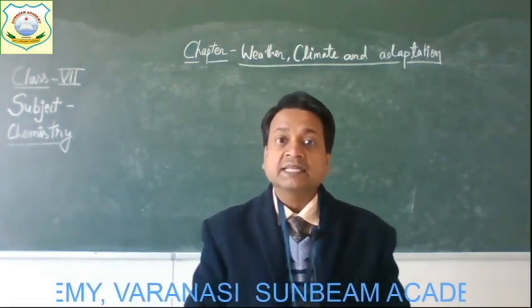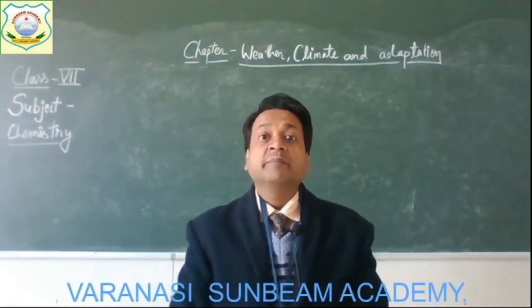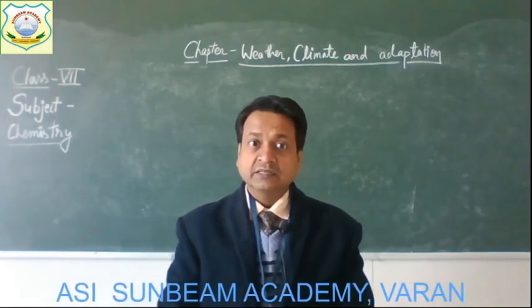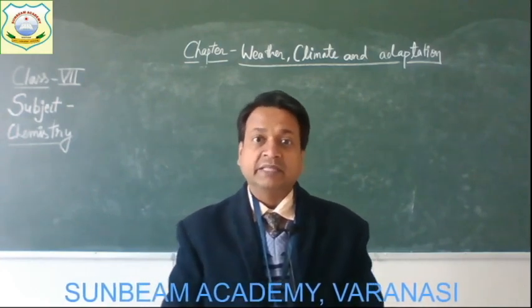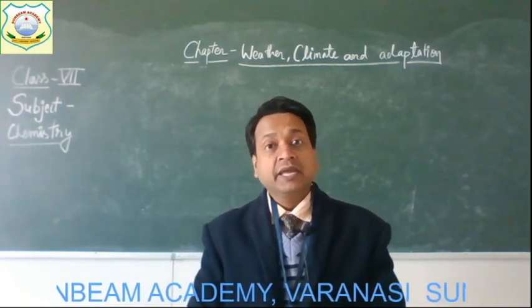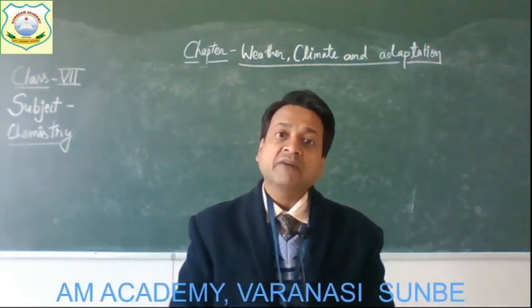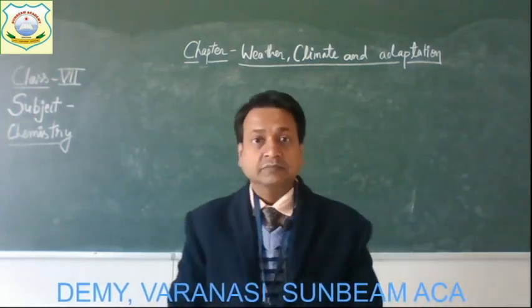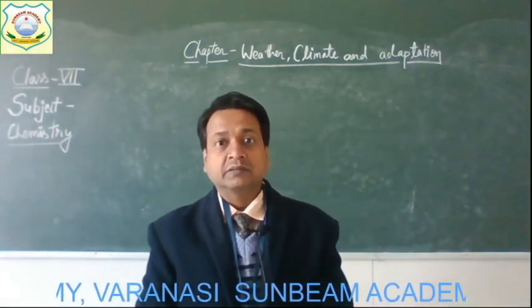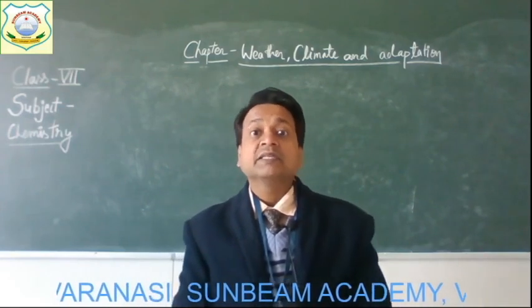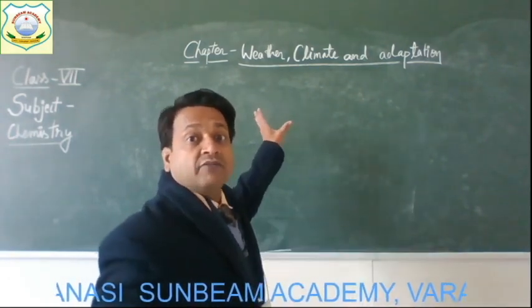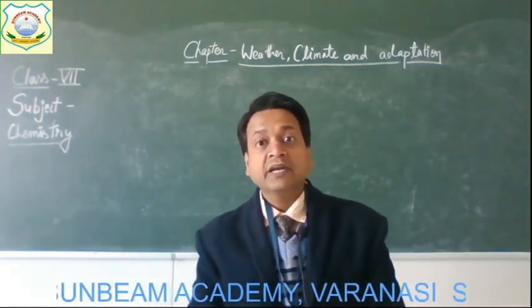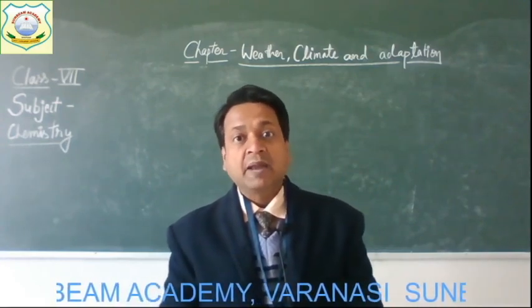Children, in the previous class, I explained the method of writing formulas by the crisscross method. I hope that you understood that method. Now, today I am going to start the next chapter of chemistry, that is weather, climate and adaptation. In this chapter, we will discuss mainly the weather of a place, climate, and the adaptations which are found in different animals and plants.